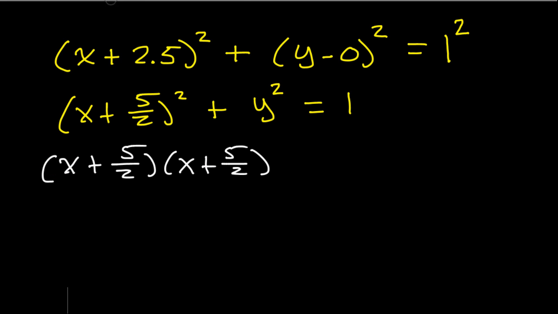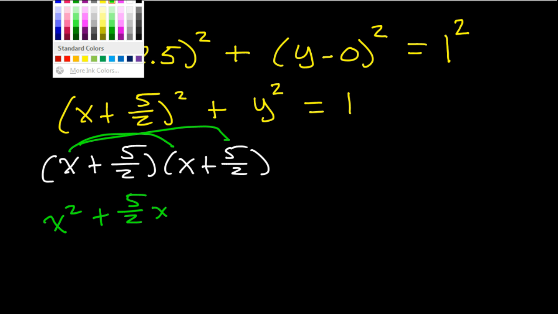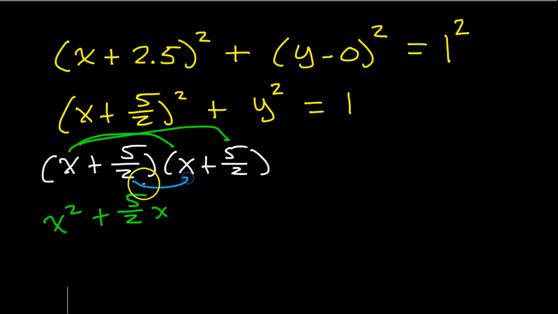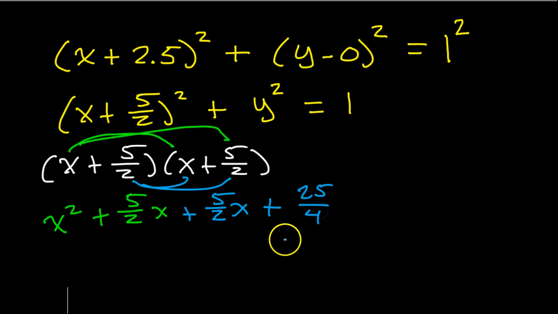So if we do that, I'm multiplying x by everything, so that's going to give me x squared plus 5 over 2x. Now if I multiply the 5 over 2 by everything, I'm going to get another 5 over 2x plus 5 over 2 times 5 over 2, which is 25 over 4. So I'm going to get that.